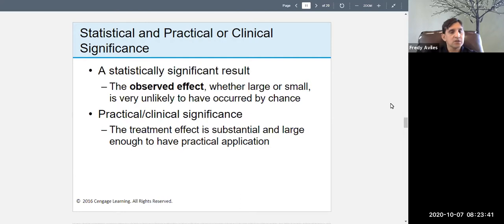That's the way they determine that. No statistics, no doing any t-tests or any other tests, you know, any ANOVAs or anything like that, right? It's just like, look, right? You can clearly see in the graph here that there's a difference. That's the way they show it, okay? Practical clinical significance means that basically the treatment effect is substantial and large enough to have a practical application. That's what that means. So I'll give you an example.